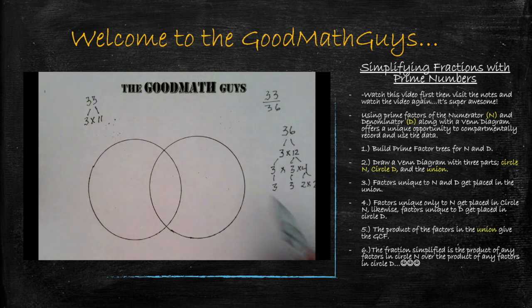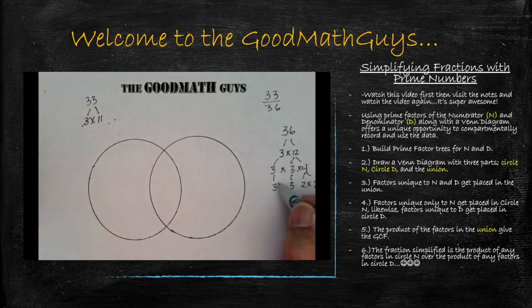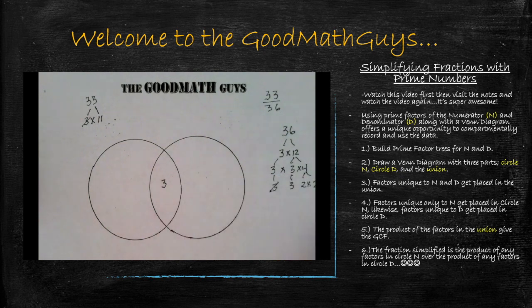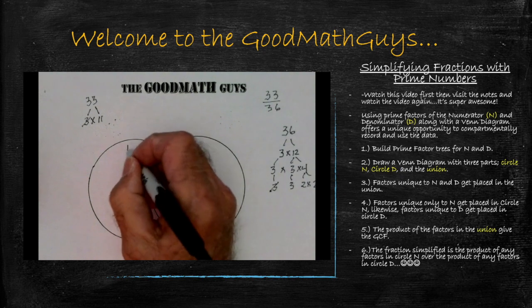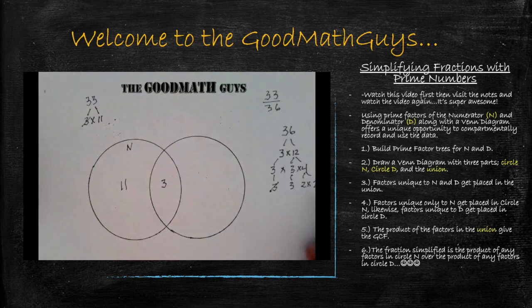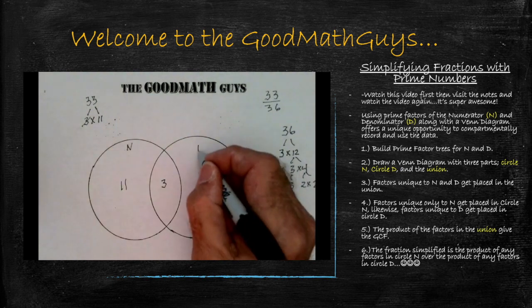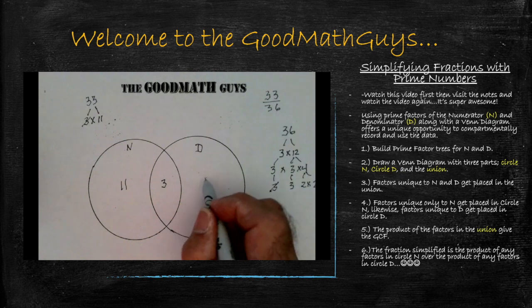All right, now all we have to do is stick in the middle what belongs in the middle. So I see a 3 right here, and I see a 3 right here. 3 goes in the middle. I do not see an 11 over here for the 36, so 11 is unique only to the numerator. I don't see any more 3's or 2's over here, so unique to the denominator only is 3 times 2 times 2.